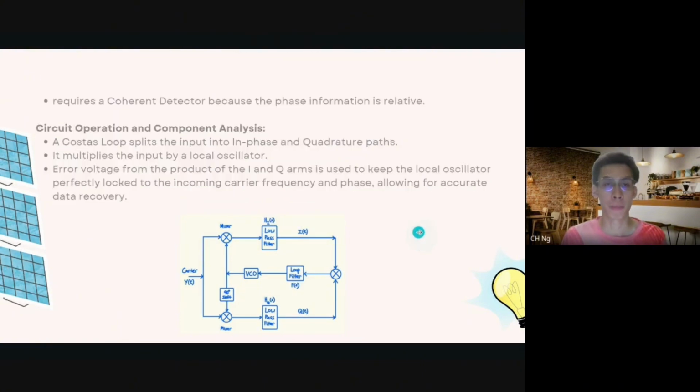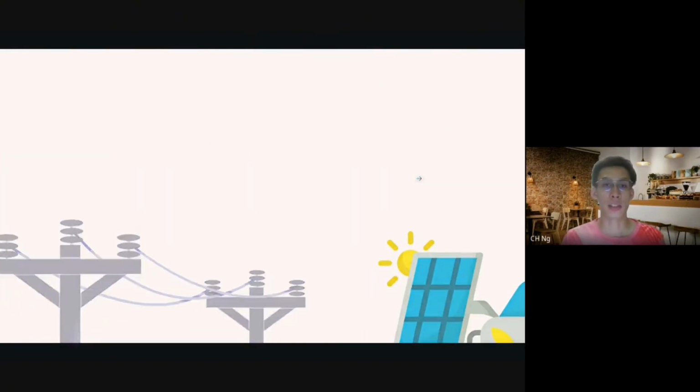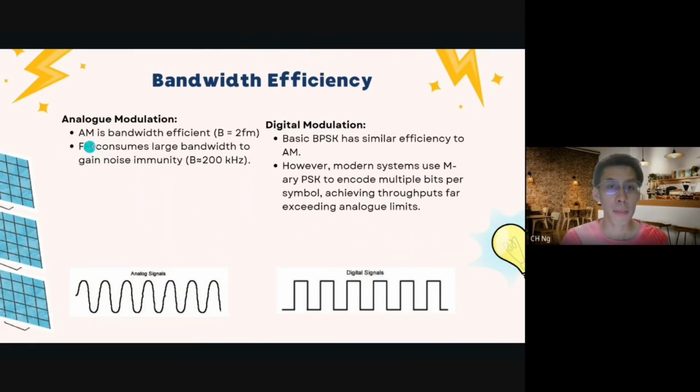data recovery. Let's compare the analog and digital techniques. So for bandwidth, AM is bandwidth efficient. FM will consume large bandwidth to gain noise immunity. Whereas for digital modulation, basic BPSK has similar efficiency to AM. However, modern systems use M-ary PSK to encode multiple bits per symbol, achieving throughputs far exceeding the analog limits.